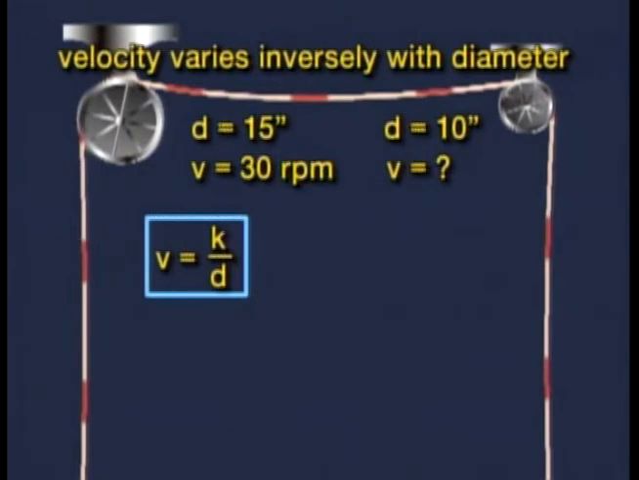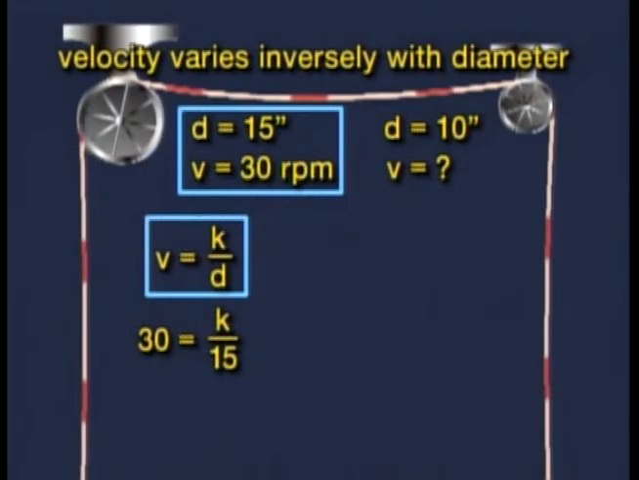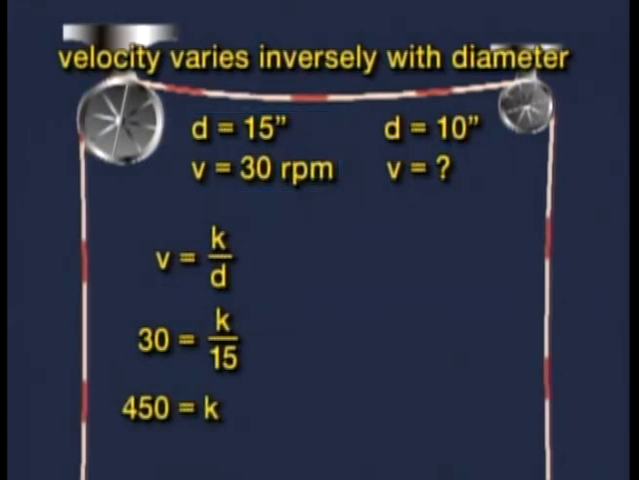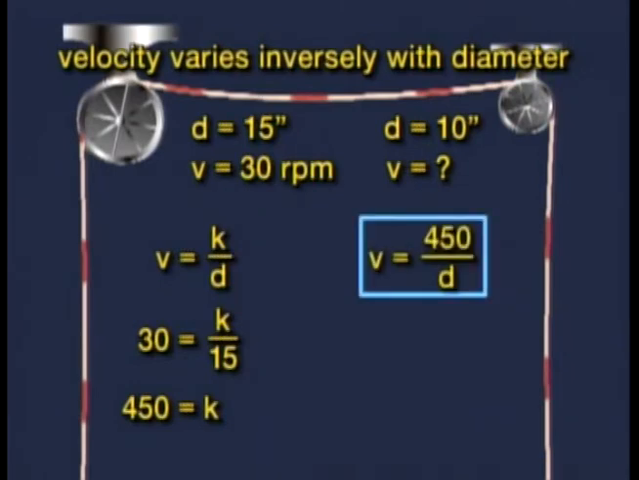Notice again that the constant of variation is in the numerator. To find the value of K, we'll use this information. Substitute 30 for V and 15 for D. To solve the equation, multiply both sides by 15. K is 450. Substitute the value of K in the general formula. The specific formula is V equals 450 over D.